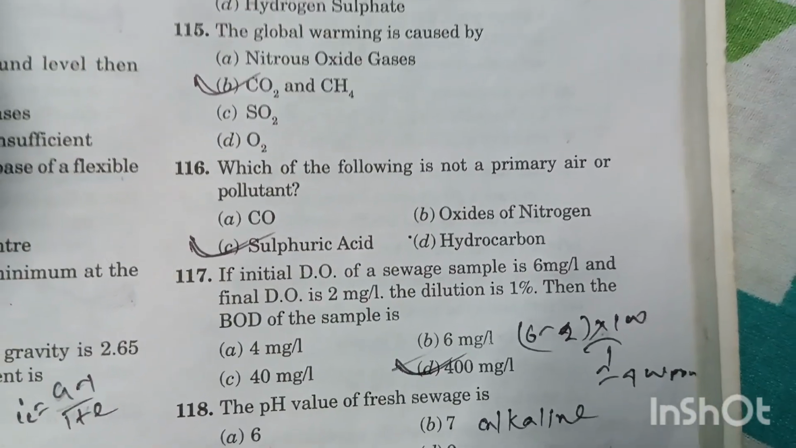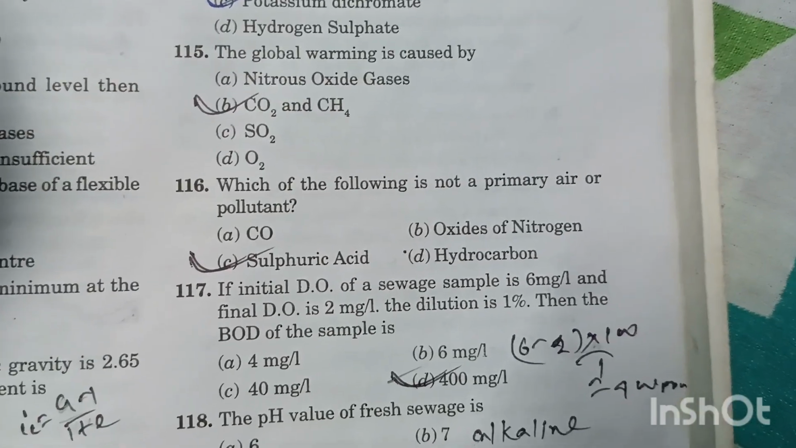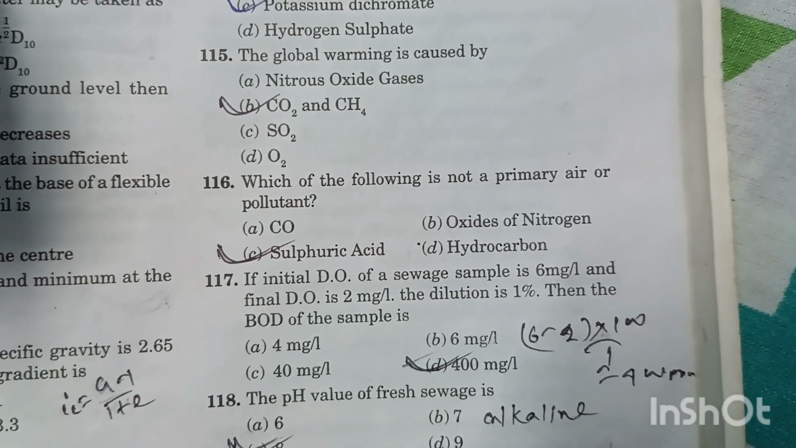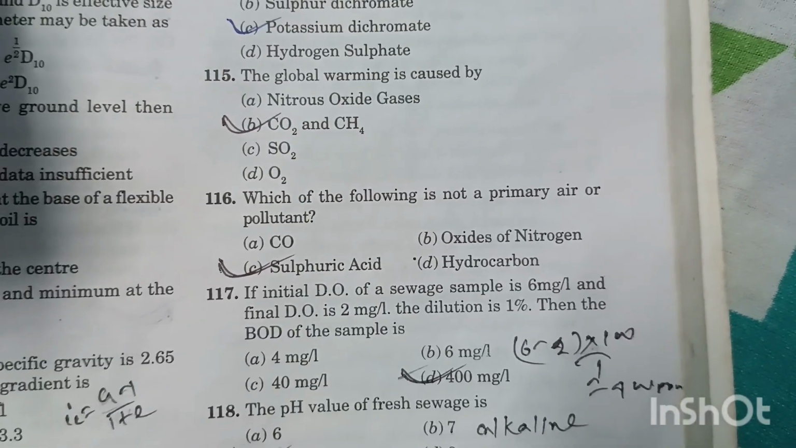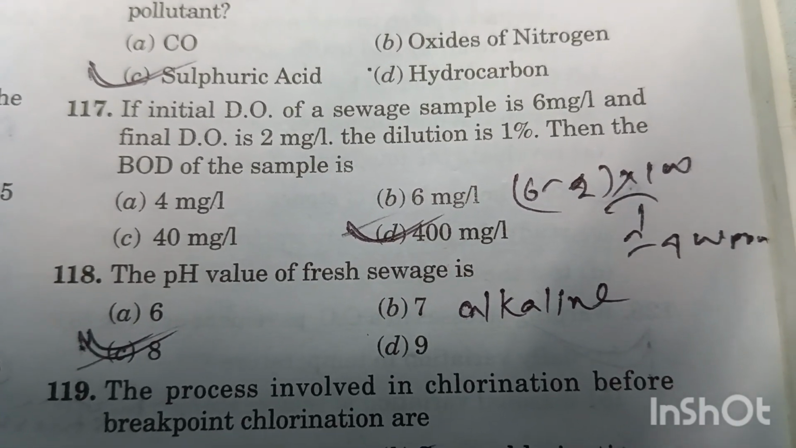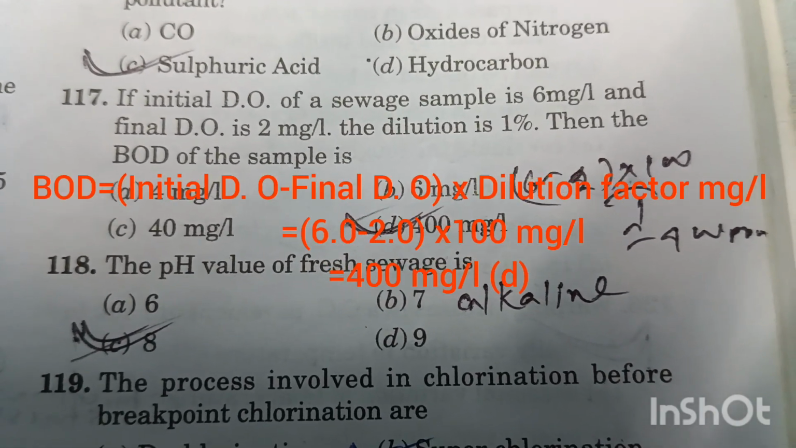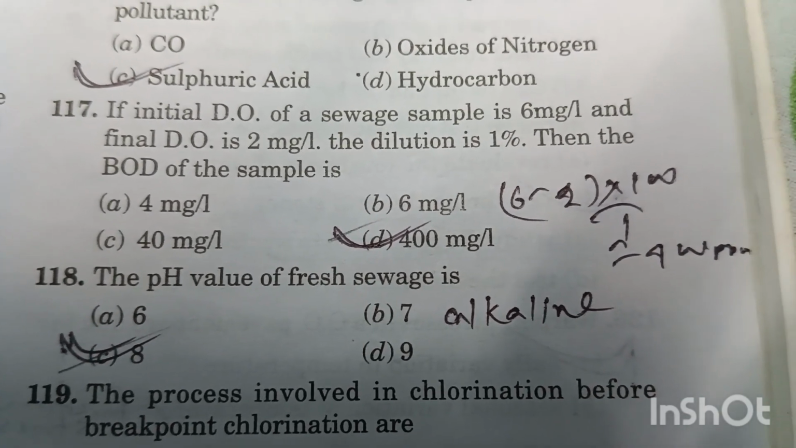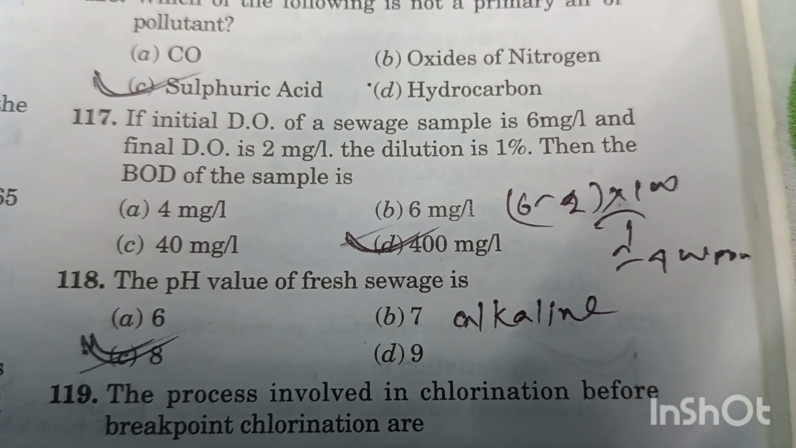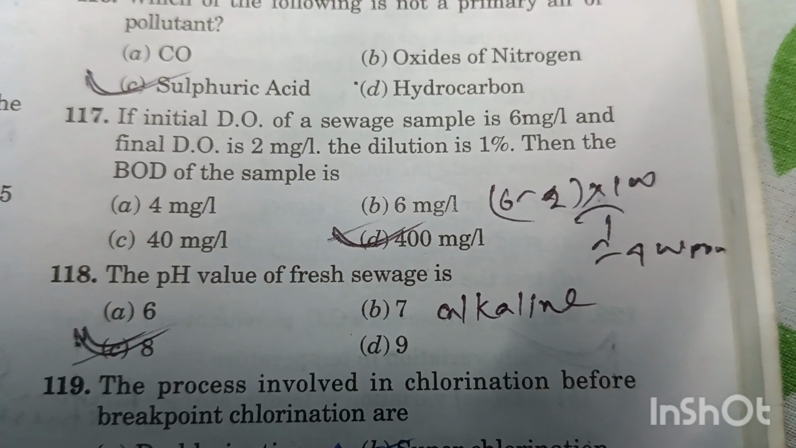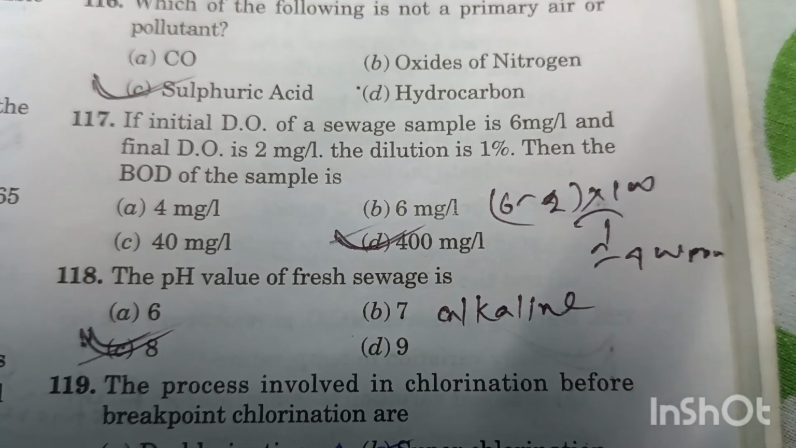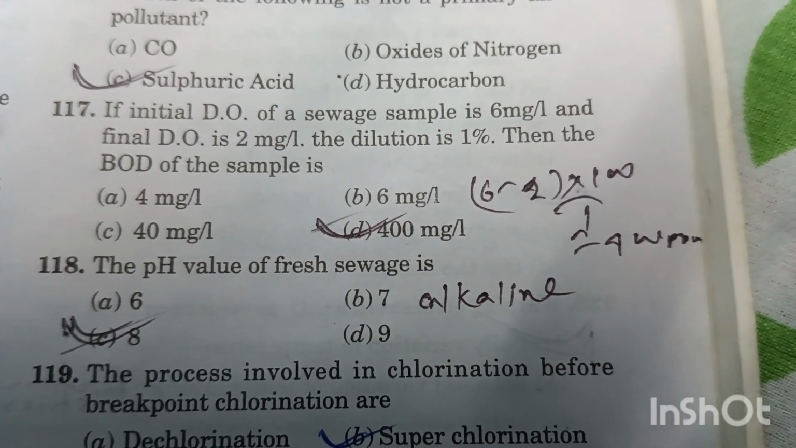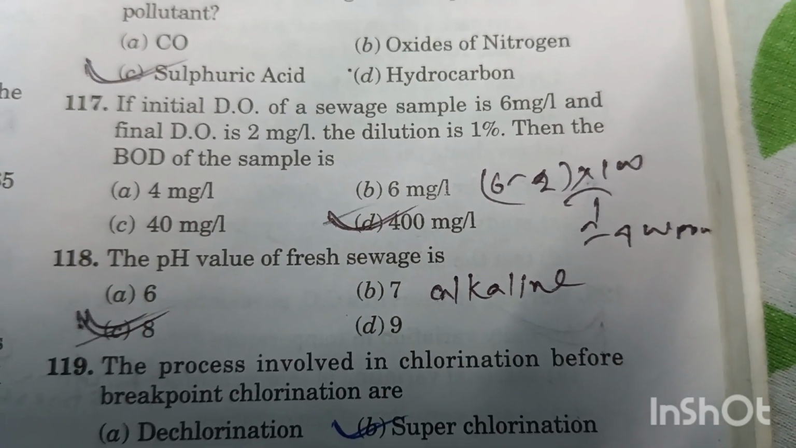Question number 117. If the initial dissolved oxygen of a sewage sample is 6 mg per liter and the final dissolved oxygen is 2 mg per liter, and the dilution is 1%, then the BOD of the sample is... The formula for BOD of the sample is (initial dissolved oxygen of the sewage sample minus final dissolved oxygen) into dilution factor. In this question the dilution is 1%, which means the dilution factor will be 100. If we put the values into the equation, we get BOD of the sample equal to 400 mg per liter. Option D is the right answer.